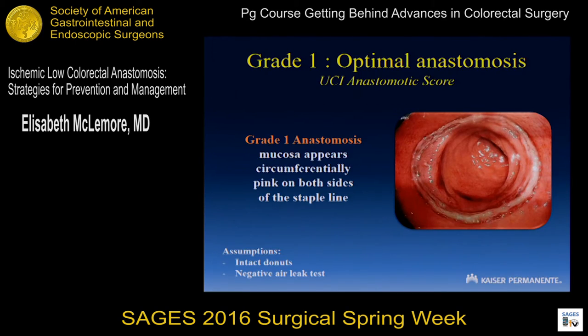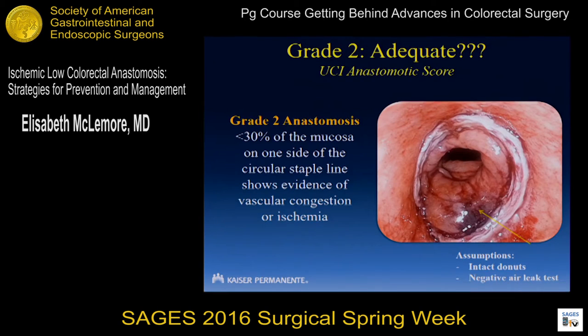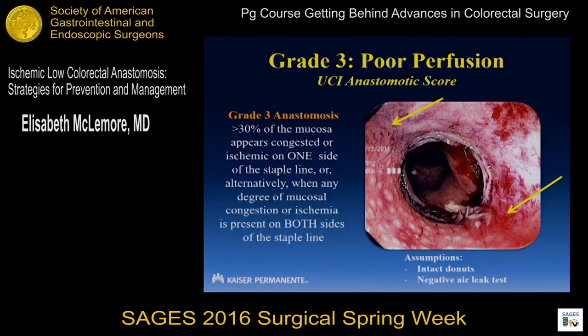So is there a way to grade this perfusion? And in fact, our colleagues at UC Irvine have come up with such a grading system. So this is, you know, home run. This is what you want to see every single time. Great perfusion, proximal, distal. This starts to make you think, well, it's probably going to be okay. But technically, you'll see in the data that probably isn't the case most of the time. And again, these are assuming intact donuts and negative air leak tests for this grading system. And then grade 3, you can see there's some real problems with this anastomosis, and this really ought to be redone.